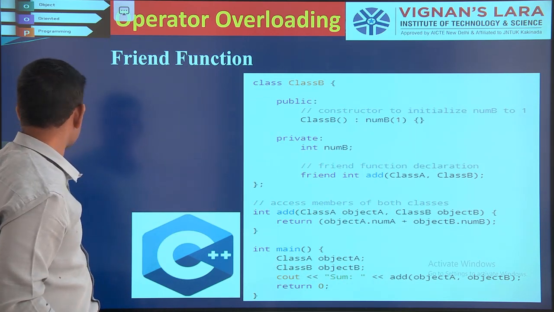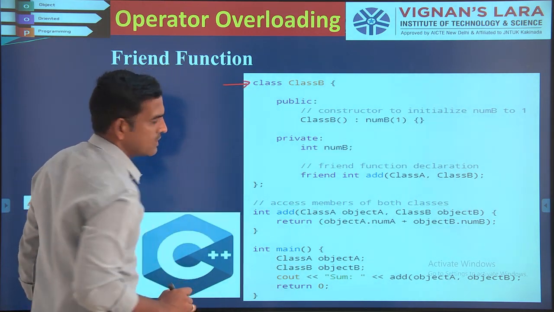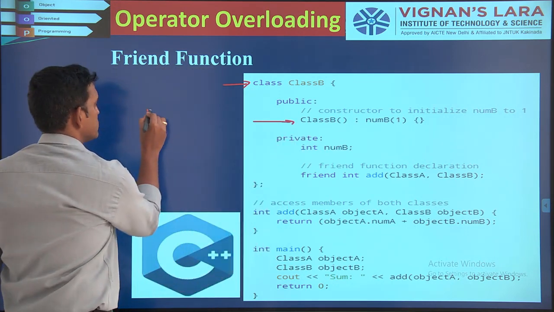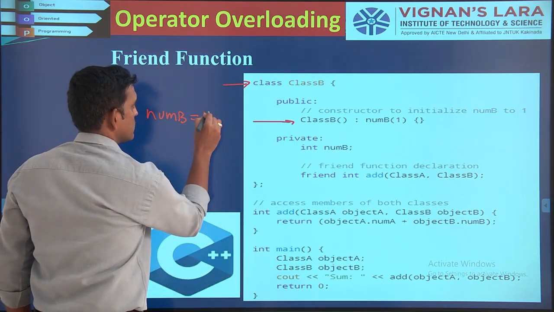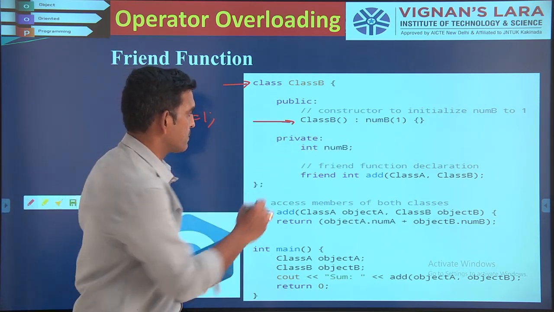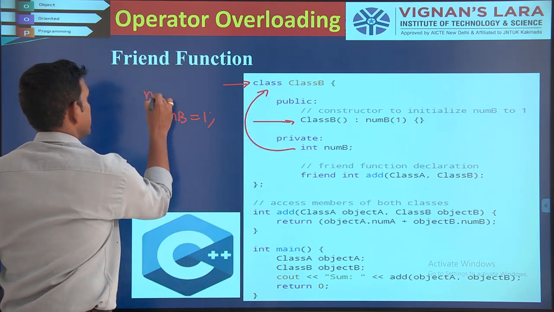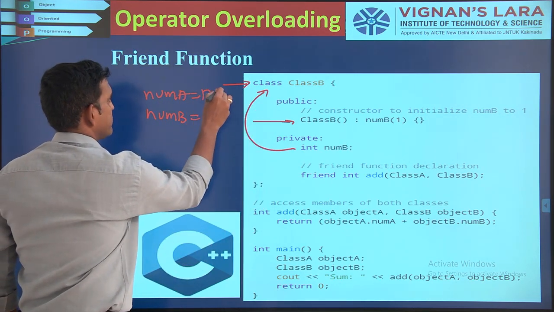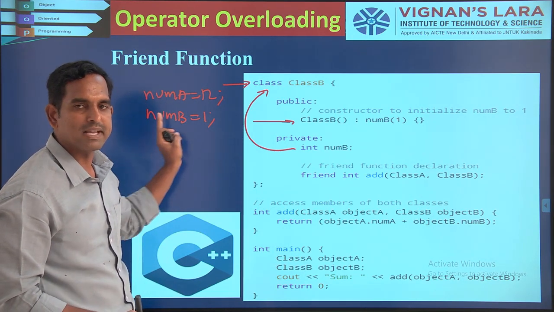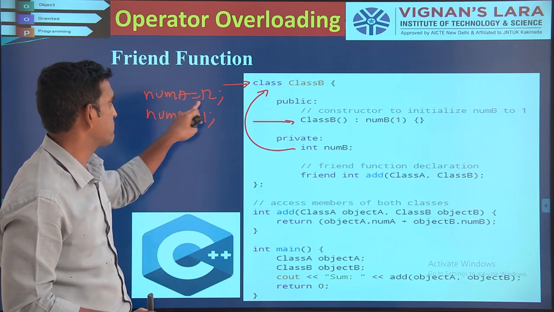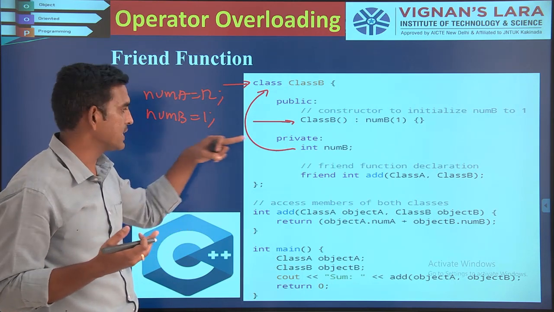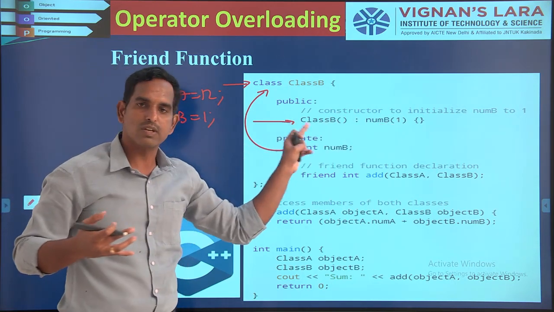Inside the class B, I have made num b equal to 1. This is another private variable, of your class B. Num b is the private variable of class B, and num a, which is 12, is the private variable of class A. The num a value is initialized to 12 by its constructor. The num b value is initialized to 1 by its constructor. That is, this is the constructor of your class B.